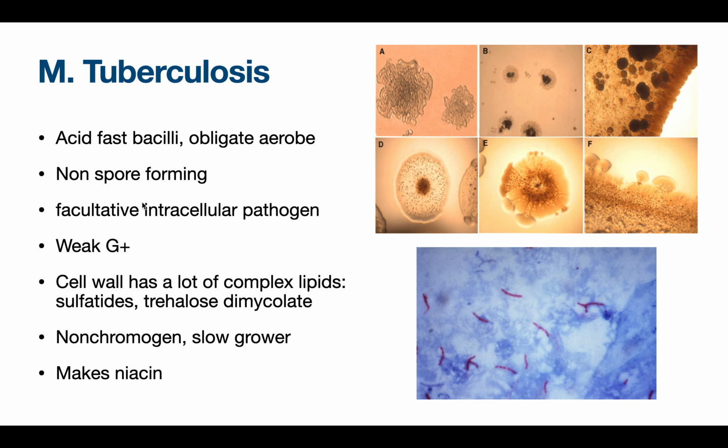M. tuberculosis is an acid-fast bacillus. It's an obligate aerobe, and it's non-spore forming. It's a facultative intracellular pathogen, and it's weakly gram-positive. So the cell wall has a lot of complex lipids, such as sulfatides and trehalose dimycolate, which makes it a bit hard to stain. It's a non-chromogen, and it's a slow grower, and it makes niacin.